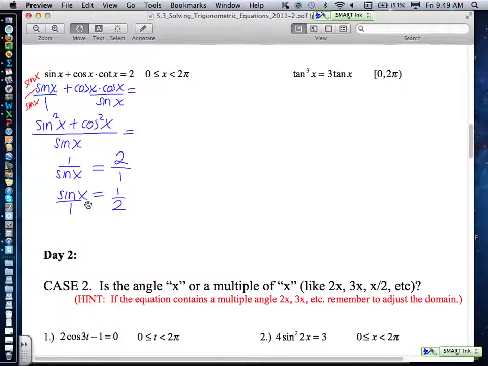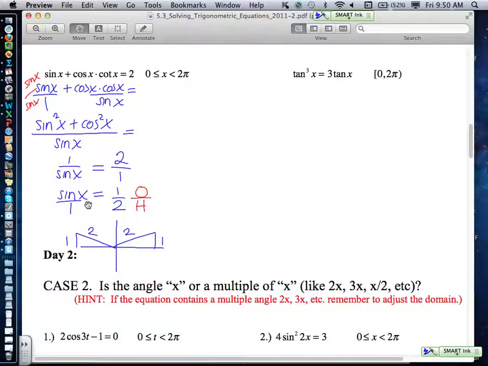Okay, so now if I have sine x equals a half, I'm going to write my reference triangles in the first and second quadrants. That's where sine is positive. I need the opposite side again. This is sine, so opposite over hypotenuse. Opposite side is 1, hypotenuse is 2.